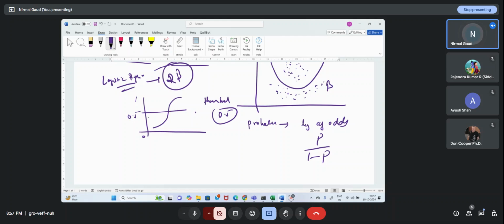See, decision boundary is a general concept for classification. Whether you study logistic regression, SVM, or any other algorithm like decision tree or random forest, you will get a decision boundary, because I need to separate the classes. So for separation, you require something.